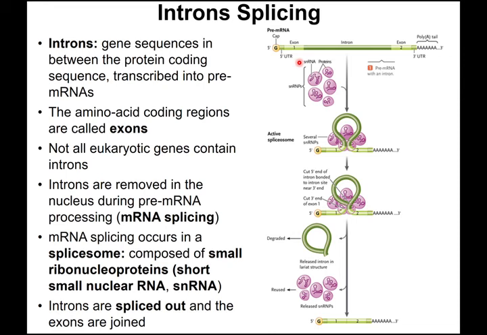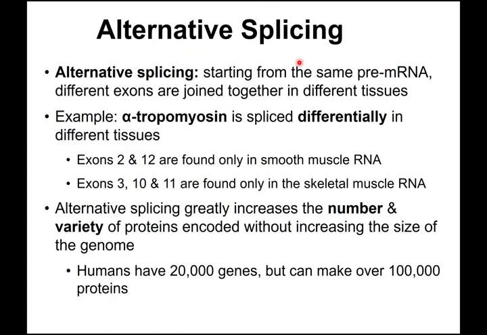But the way in which these introns are removed, and so the way in which these exons are attached together, can be different from one tissue to another. So it can be different, for example, in skeletal muscles, in your muscles, and in your neurons, in your brain. So the combination of exons that you can have can be very different.